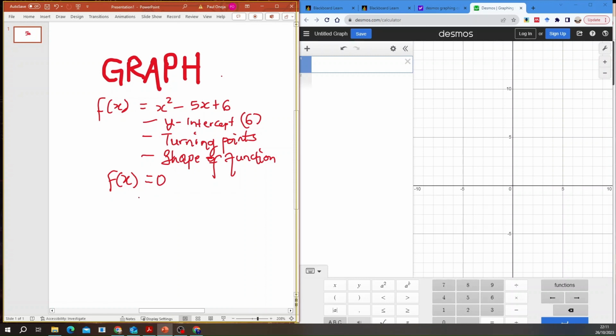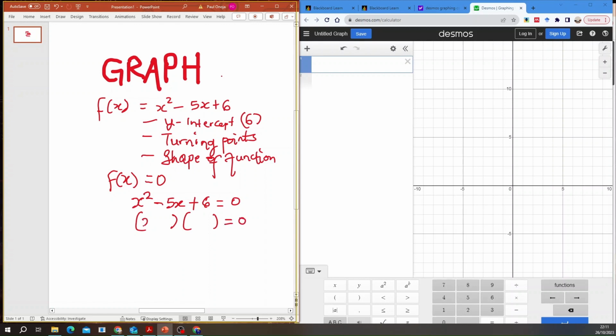Now for us to get those points, we need to equate this equation, x squared negative 5x plus 6, to be equal to 0. And since this is a quadratic equation, we would expect the turning point to be two values. So x, the root of this equation, will be two values of x. So let's determine those two values of x.